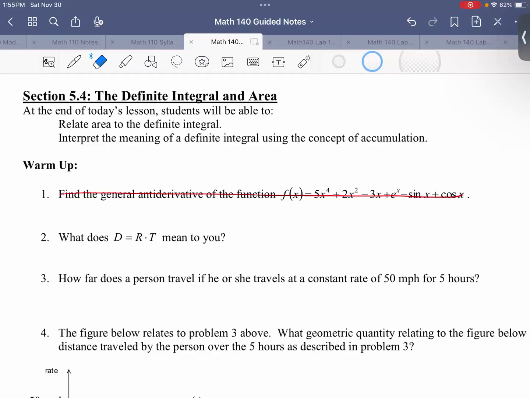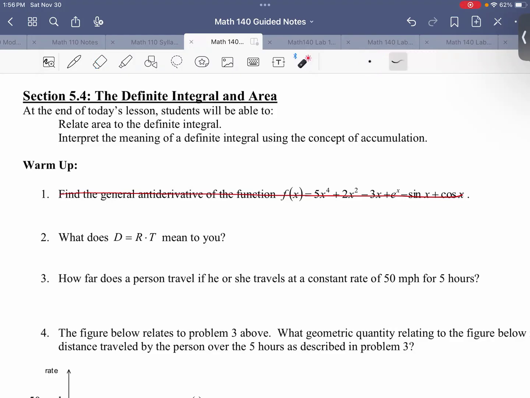Hi, everybody. Welcome to section 5.4, the definite integral and area. At the end of today's lesson, you'll be able to relate area to the definite integral and interpret the meaning of a definite integral using the concept of accumulation.